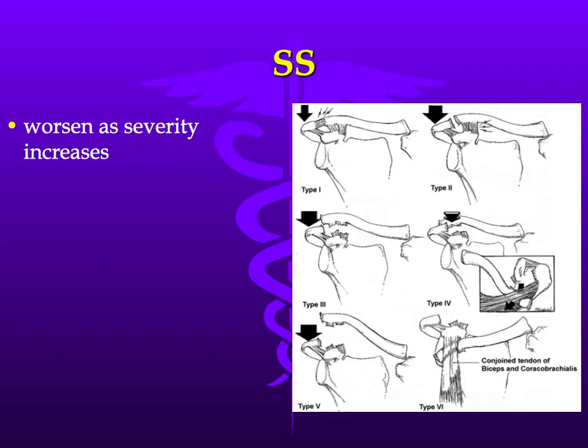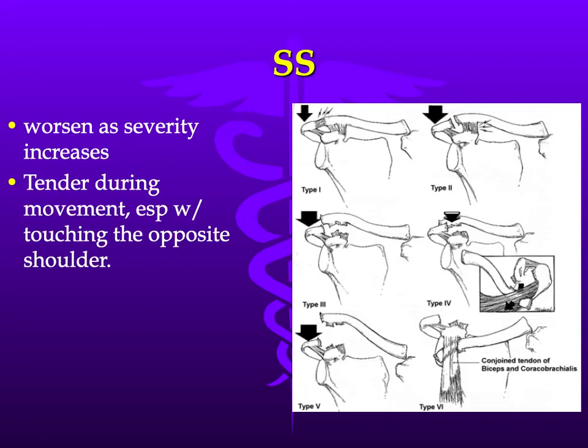So the signs and symptoms get worse as the severity increases and you tear more ligaments, because you can see in the picture you have several ligaments around there, I count four in the picture. As you tear more ligaments, the signs and symptoms get worse, which just makes sense. You have tenderness during movement, especially touching the opposite shoulder. If you touch the opposite shoulder of the side you're injuring, that really hurts.